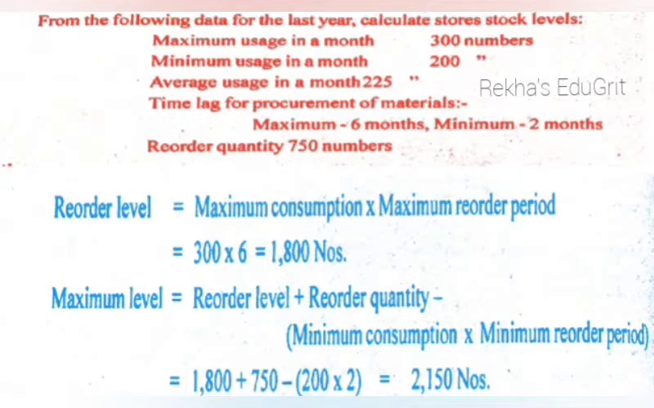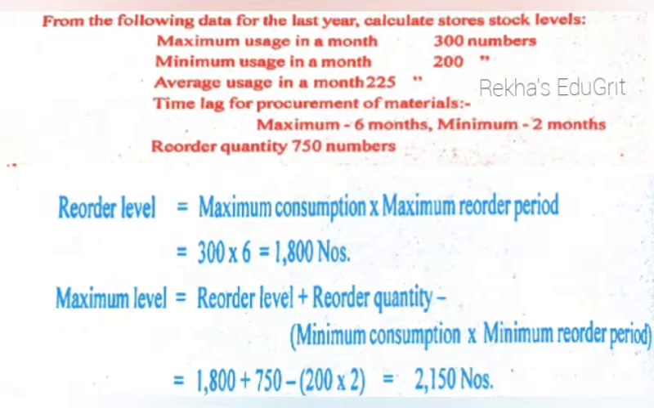From the following data for the last year, calculate store stock level. Maximum usage in a month 300 numbers, minimum usage in a month 200 numbers, average usage in a month 225 numbers, time lag for procurement of material maximum 6 months, minimum 2 months, and reorder quantity 750 numbers. So we have to first read the question and understand it properly.